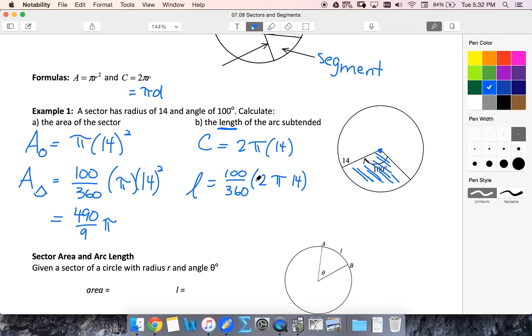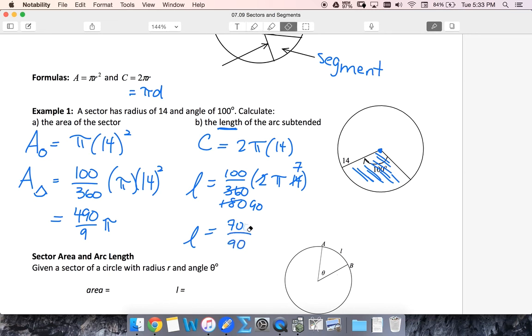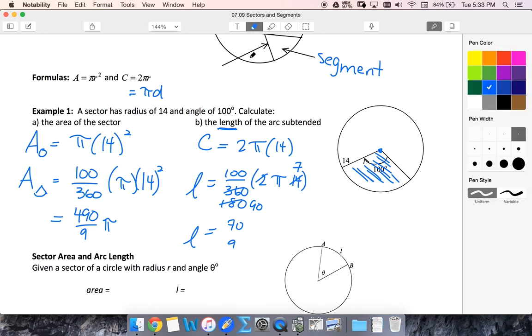Again, simplifying our fraction, we've got 180 down here. That's going to make 7 and 90. I don't believe that 7 goes into 90. So we'll have 7/90ths. Of course, that's the same as 70 over 9 pi for our length. And if we had units, we could call it centimeters.